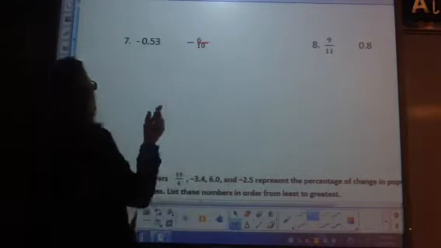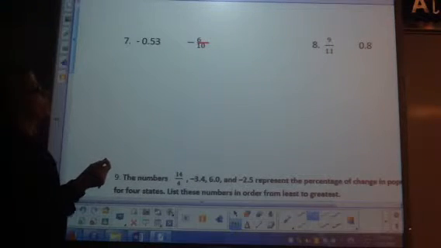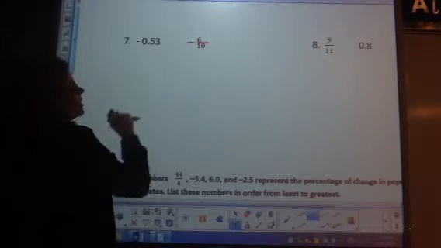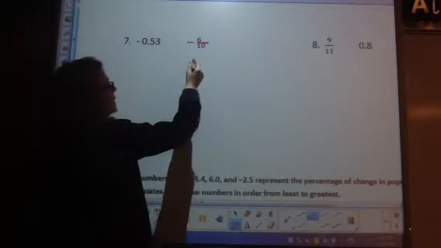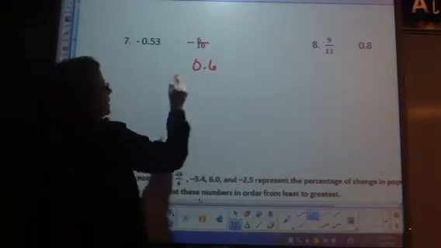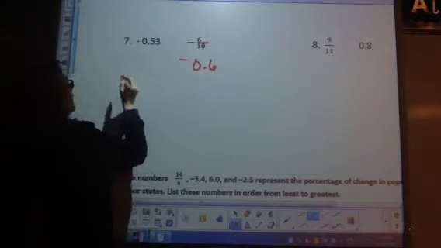Okay, so what we have here is a decimal and a fraction. You need them in the same form to compare. So I'm going to change 6/10 to a decimal. And guys, did you hear what I said? I said 6/10. So if you can read that correctly, 6/10 is 0.6. And don't forget that negative.